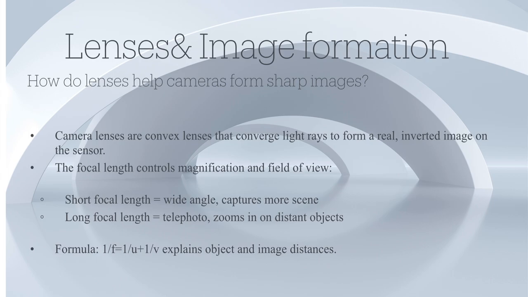Lenses and image formation. How do lenses help cameras form sharp images? Camera lenses are convex lenses that converge light rays to form a real inverted image on the sensor. The focal length controls magnification and field of view.